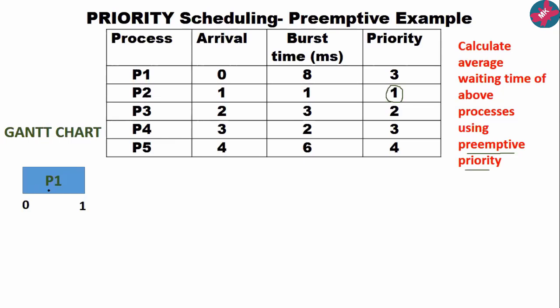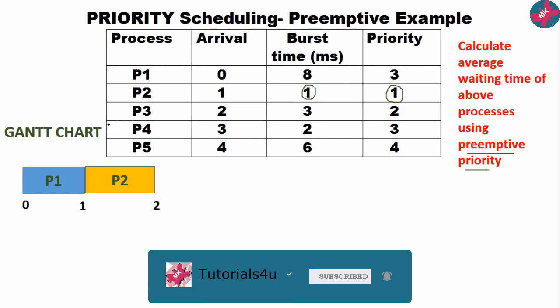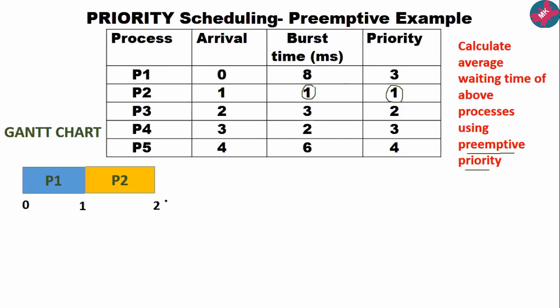After 1 millisecond, what is going to happen? In the system, P2 will arrive. And if you see the priority of this P2, it is 1. So 1 is higher priority than 3. So this P1 will be preempted, and after P1 executes for 1 millisecond, P2 will be executed. What is the burst time for this? 1. So P2 will be executed from 1 to 2 millisecond.